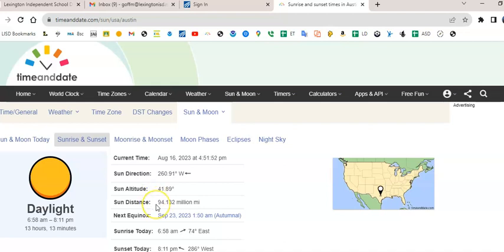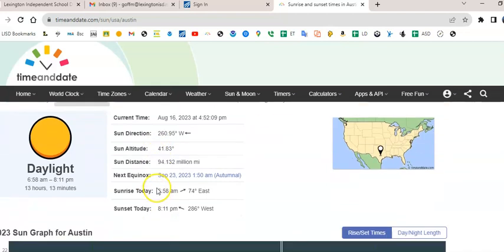Then we have the sun's distance from Earth, and this number does vary a little bit. Then it tells you the date of the next equinox. An equinox would be like the first day of fall or the first day of spring. What time did the sun rise? At 6:58, just like it said over here. And what direction did the sun rise? It rose in the east. It wasn't perfectly due east, notice, because it only said 74 degrees. So it was a little bit north of east, but there was the direction for the sunrise.